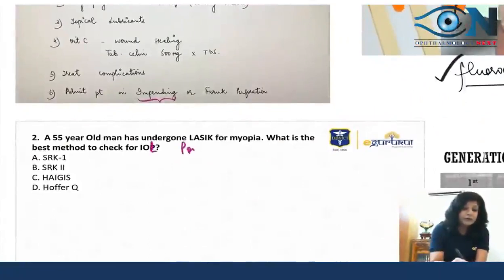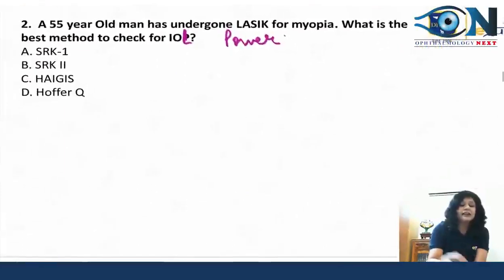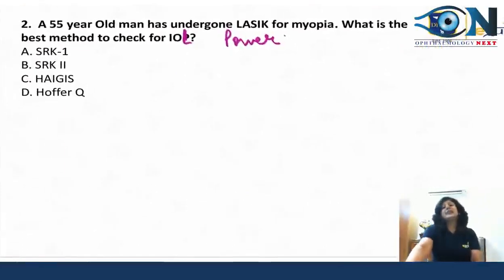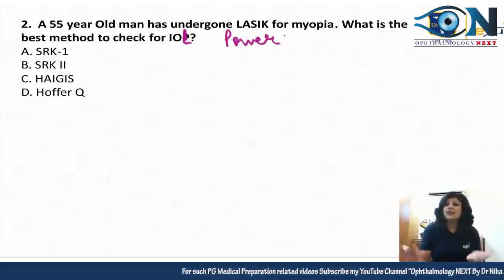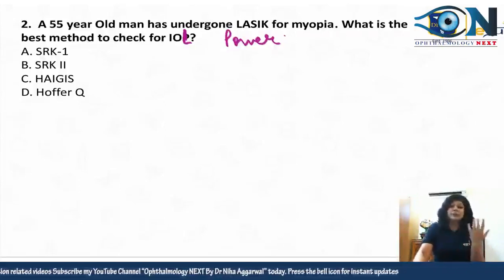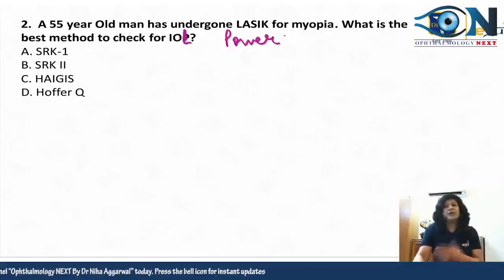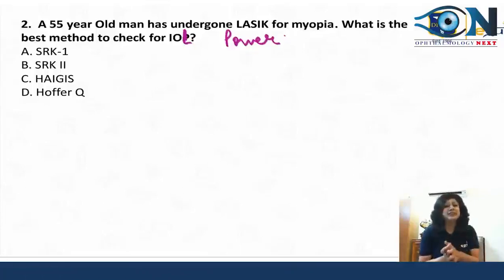Now we come to the next question. A 60-year-old man has undergone LASIK for myopia. He has undergone the refractive surgery. Pardon me if there is any change in the language, because these are recalled questions, and slight variation can be there because it is based on recall memory. So some people said 50 years, some said 55, 60. That does not make much difference. 50 years, 55 or 60 years.